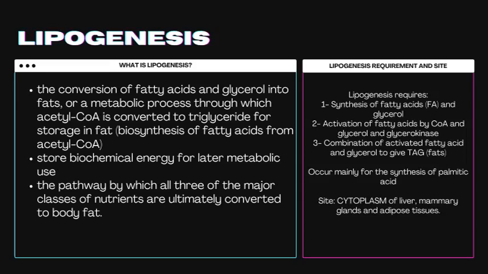Lipogenesis occurs mainly for the synthesis of palmitic acid. Palmitic acid is the most common saturated fatty acid found in animals, plants, and microorganisms. Lipogenesis occurs in the cytoplasm of liver, mammary glands, and adipose tissues.